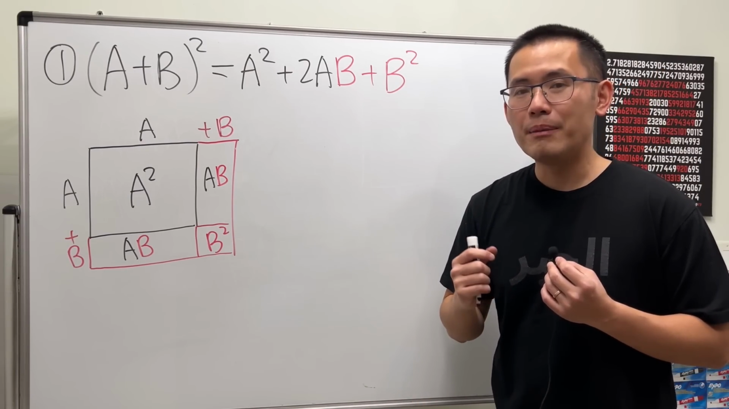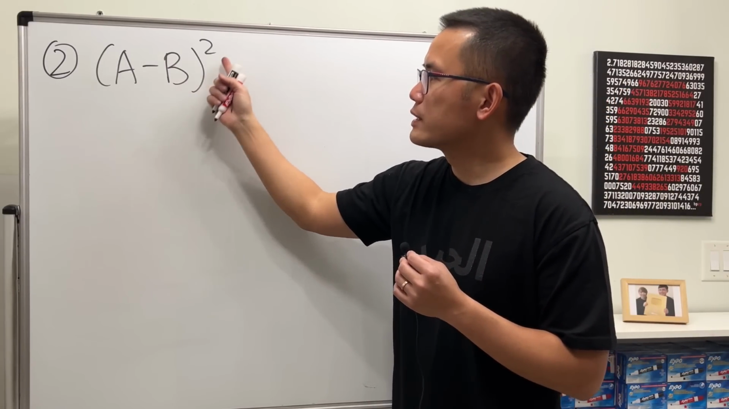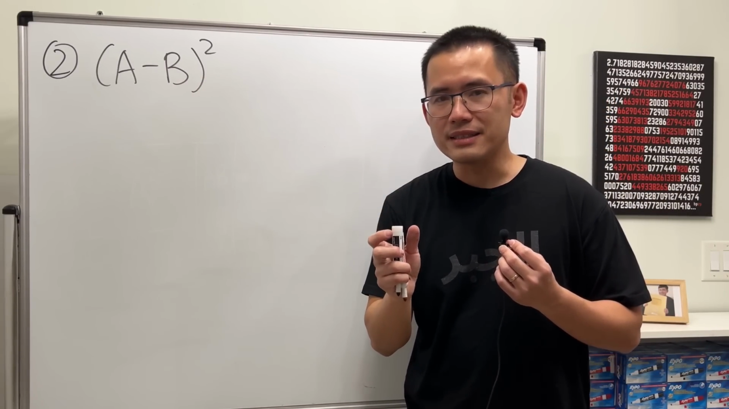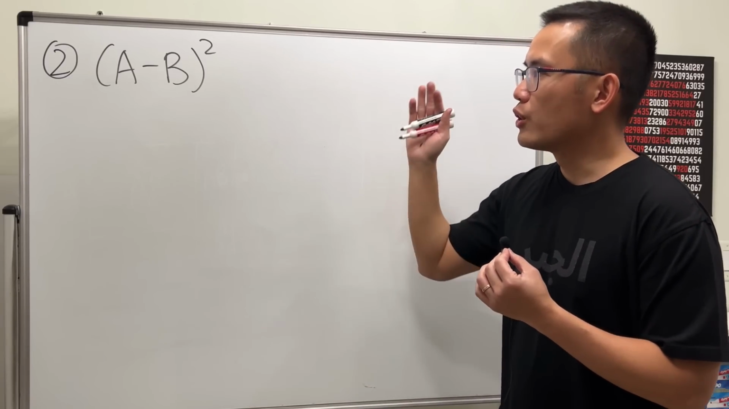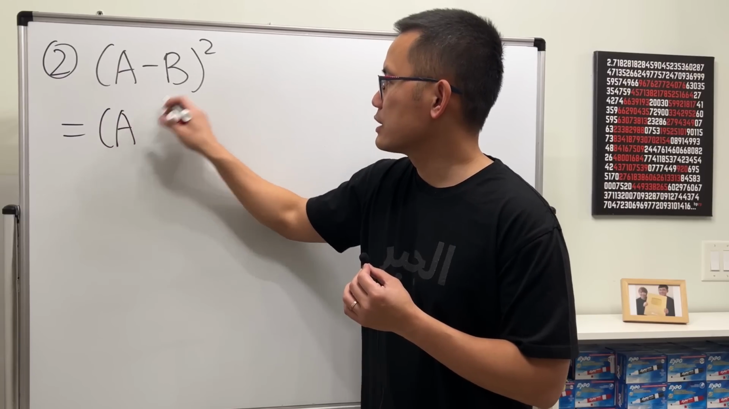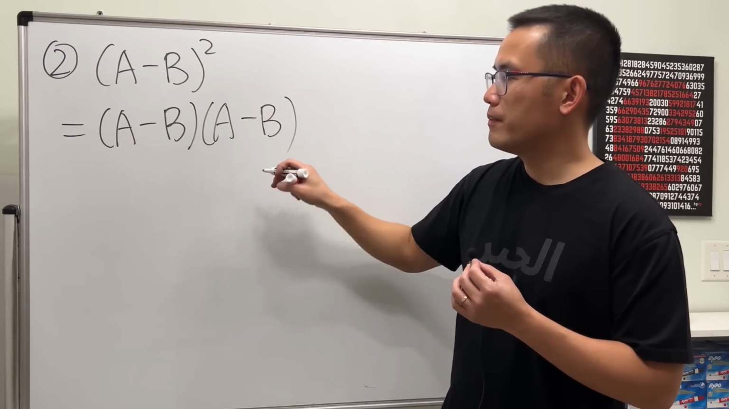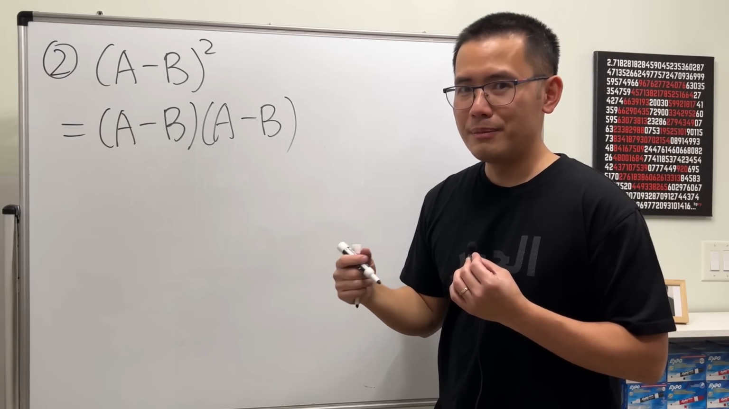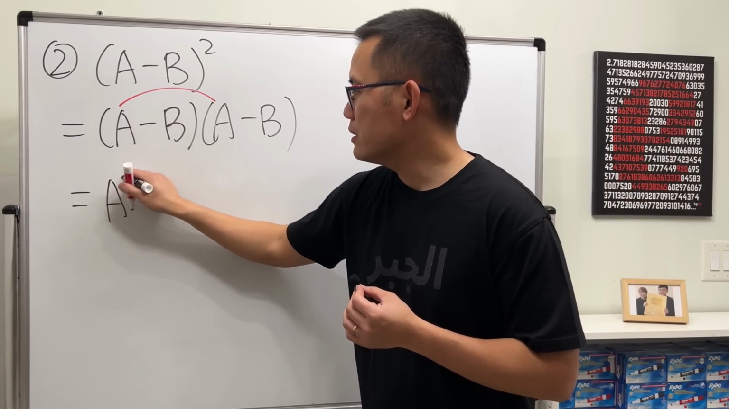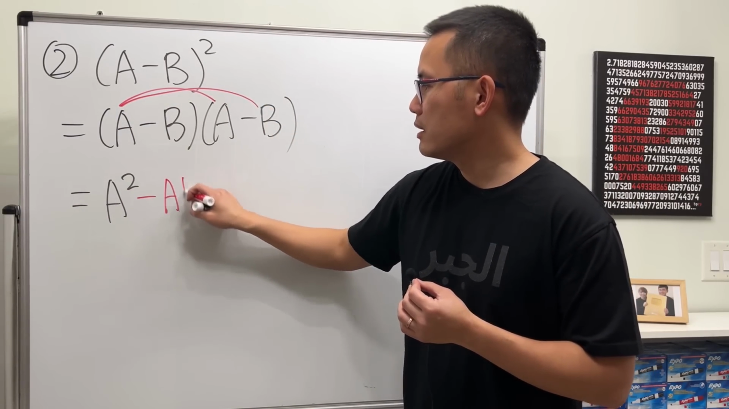Now for the second one, I'm going to show you guys the algebra proof. So when we have A minus B squared, whenever there's a minus, it's hard to use the length argument from geometry. So for this right here, I'm just going to write it down twice because that's what the square means. So write down A minus B times A minus B. And then let's just multiply this out by doing the following. A times A gives us A squared. A times minus B, that's minus AB.